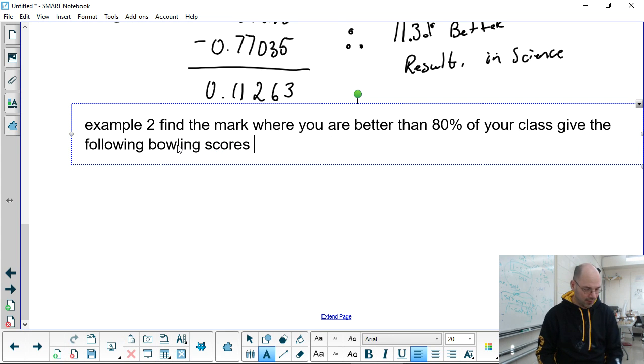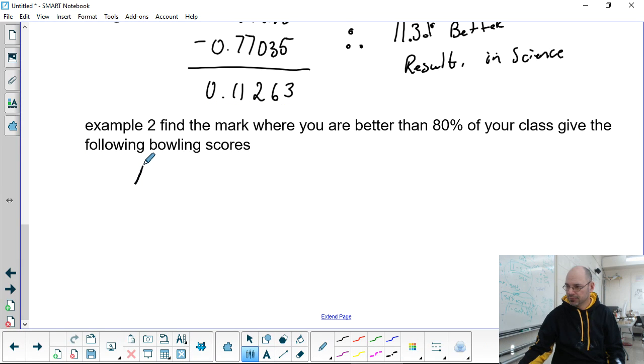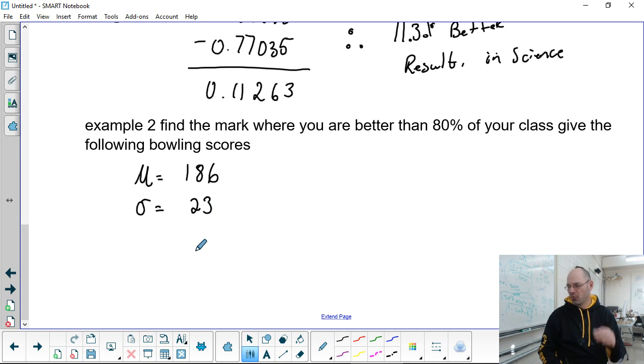Okay, so let's say that for your bowling club, your average score is 186, and your standard deviation of that score, let's say that it's 23. Okay, and we're always assuming normal distribution. So what you want to do is find the score where you're better than 80%.